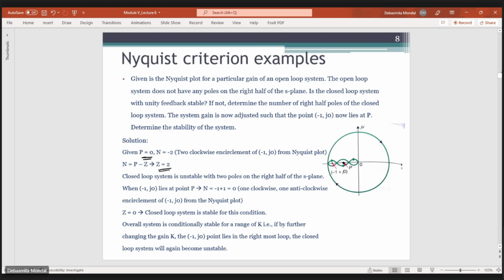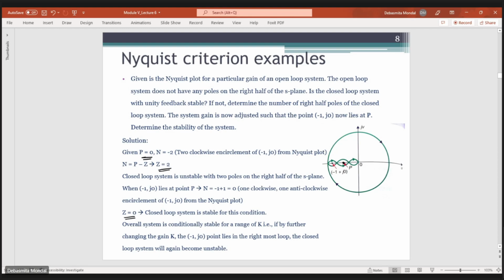So from here you can say that by changing the gain of the open loop transfer function, we can control whether the closed loop system is going to be stable or unstable. This is a conditional stability for the system. Only for a particular range of the gain is the system going to be stable, and for all other gains the closed loop system will go into instability. So this is known as conditional stability.